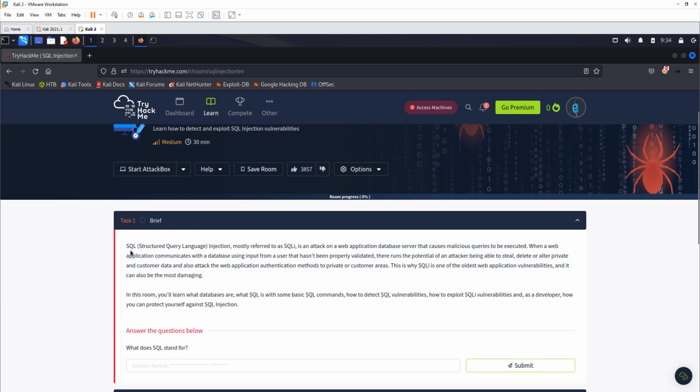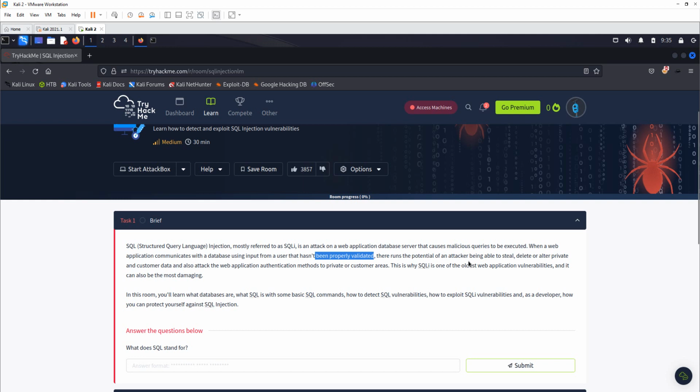So read with me here. We have SQL, which stands for structured query language injection, mostly referred to as SQLI. It's an attack on a web application database server that causes malicious queries to be executed. When a web application communicates with a database using input from a user that hasn't been properly validated or sanitized, this is an important aspect of this particular vulnerability.